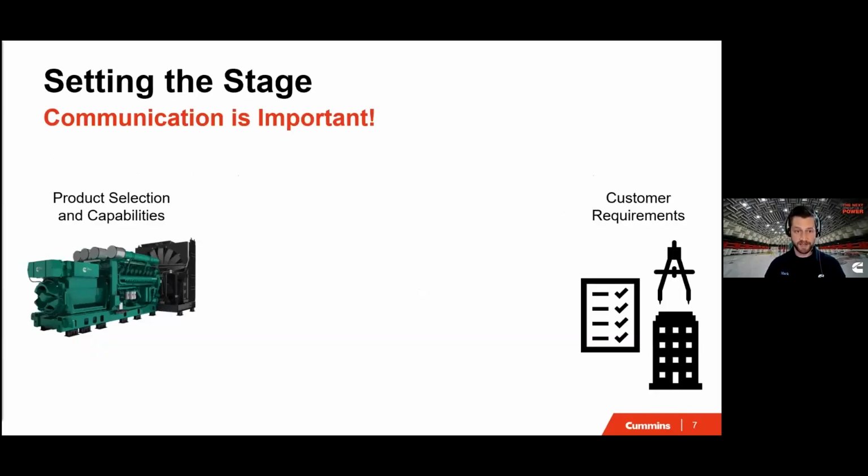So to set the stage of this conversation, let's first outline the most important points of communication through the design process. What we have here on the left are the manufacturer's products, and inherent to those products are the features and the capabilities that set them apart from one another, of course. On the right, we have your customer's design requirements for your next project, whatever that project may be.